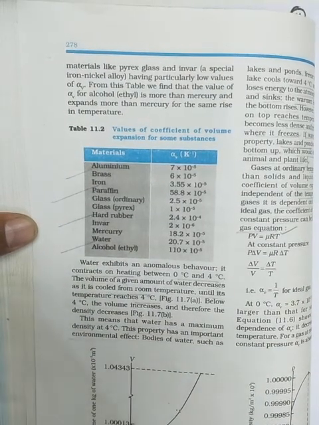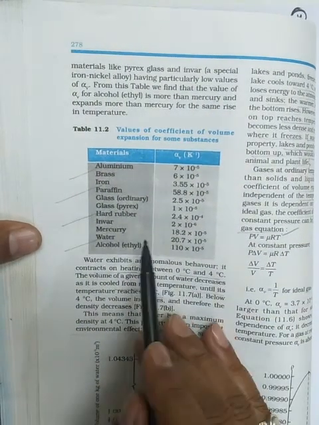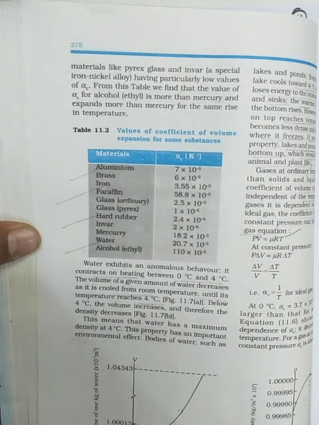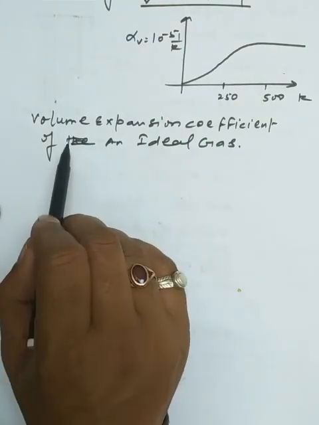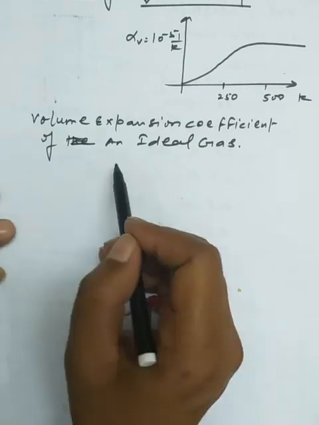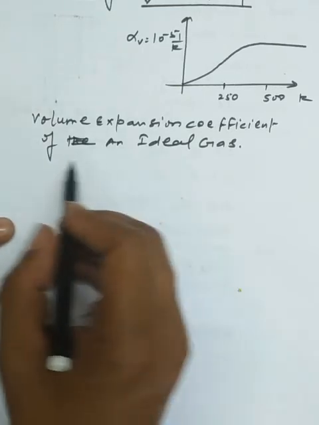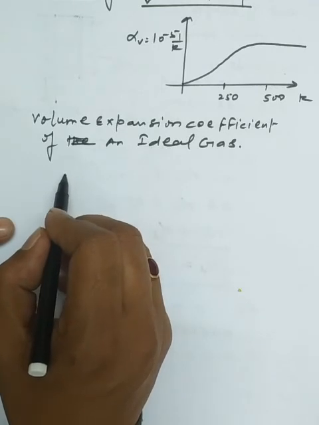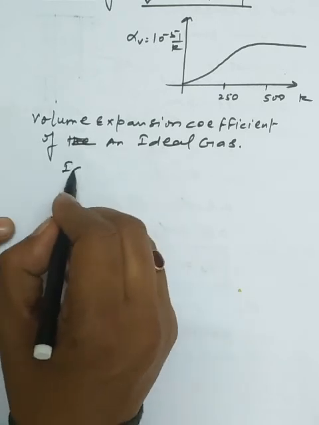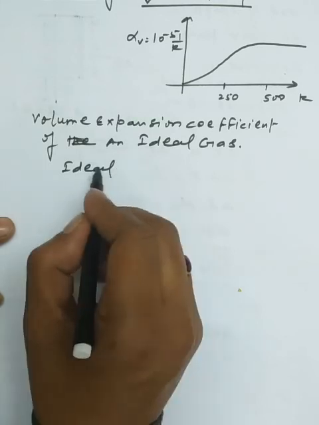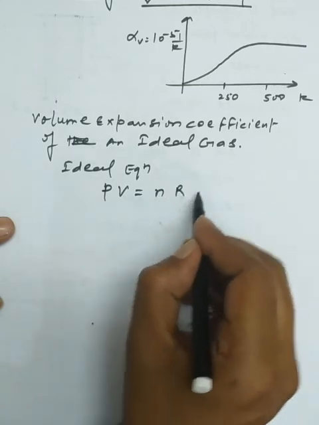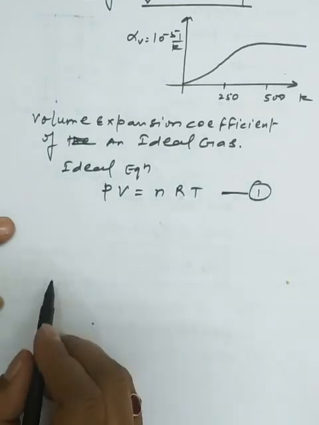Basically, we use these kinds of coefficients in some commercial applications, which we will discuss later. Now here we want to find the volume expansion coefficient of an ideal gas. We know the ideal gas equation, and you have already studied the ideal gas in chemistry. The ideal gas equation is PV equals nRT. That is one of the basic equations given.